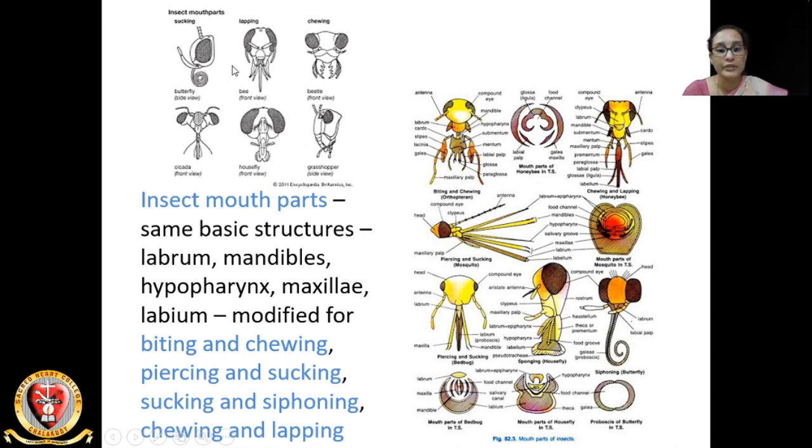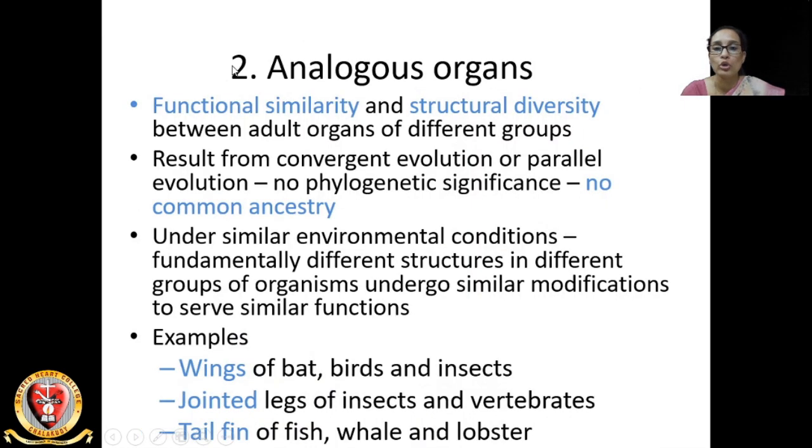They are differently modified. With this, we come to an end of the homologous structure. Now, under the structural and anatomical evidences, we have the second example, that is analogous organs. Though there is no phylogenetic significance, as there is no common ancestry between animals possessing analogous organs, it is still considered an evidence for organic evolution.